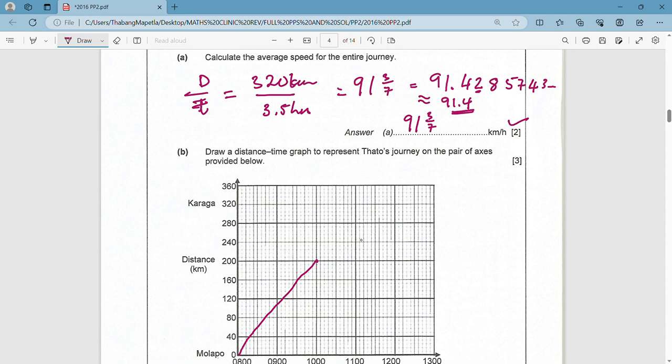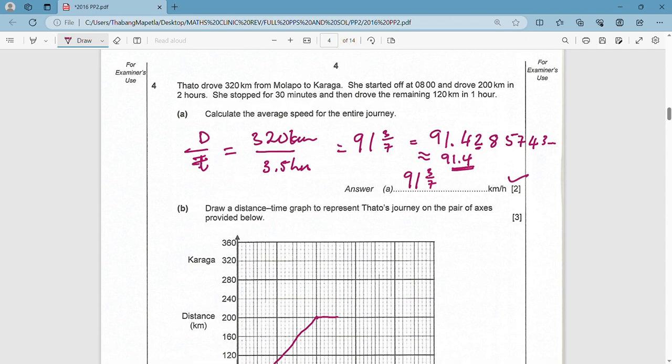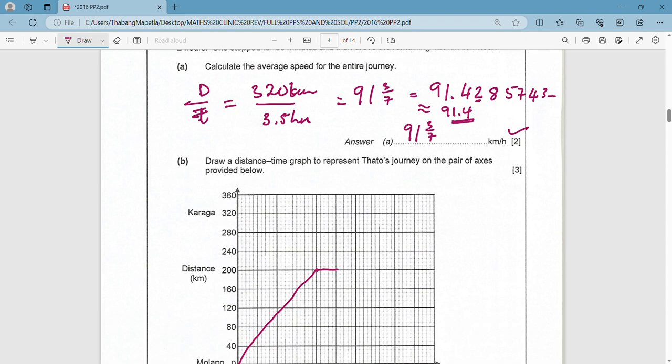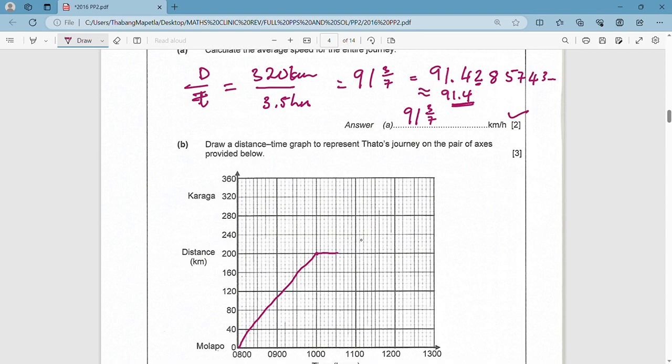Yeah, and then she rested for 30 minutes, so it's from 10 to 10:30. And then she drove the rest of the journey for 1 hour, which means she completed the journey at 11:30. So it's 120 kilometers, going to 320. So it's going to be 11:30, the one in the middle, this one.